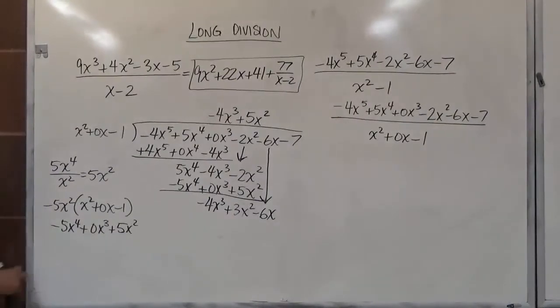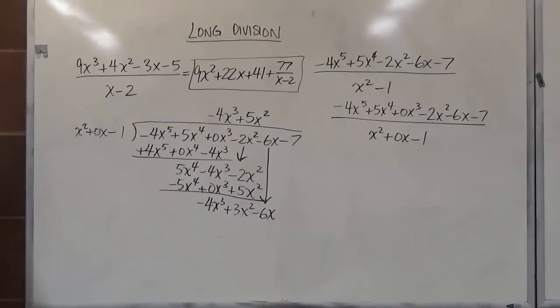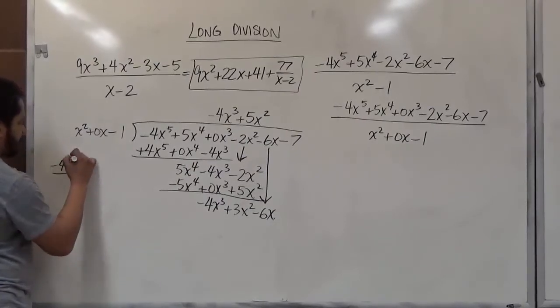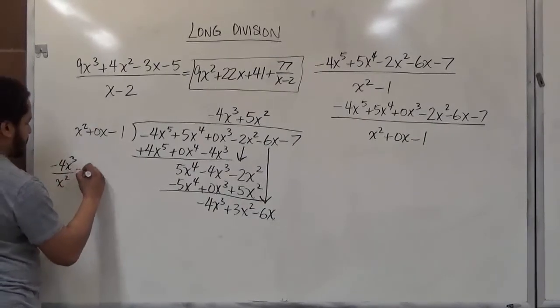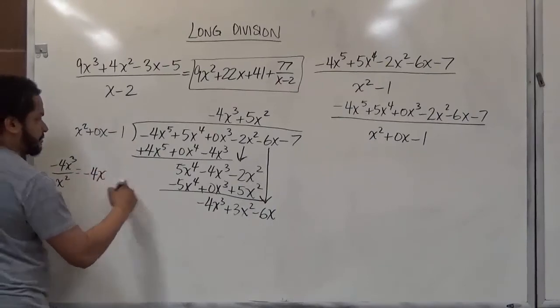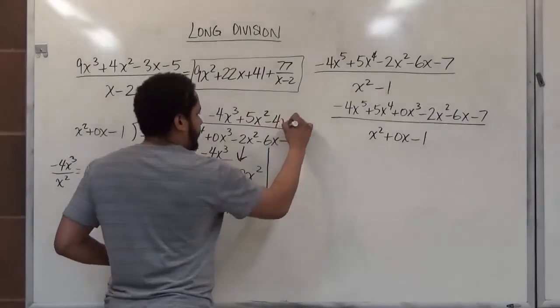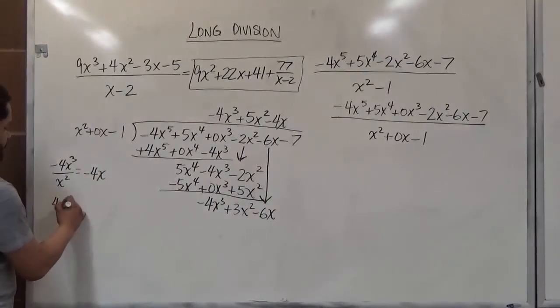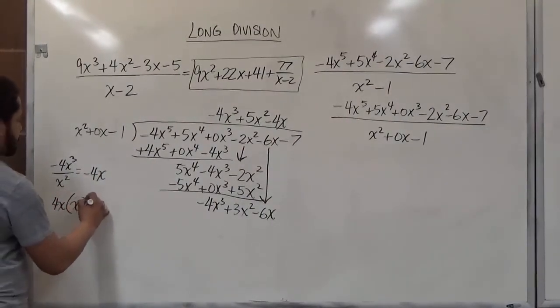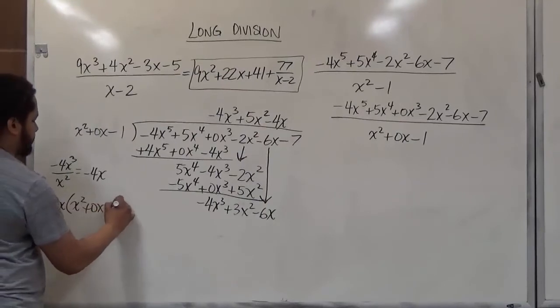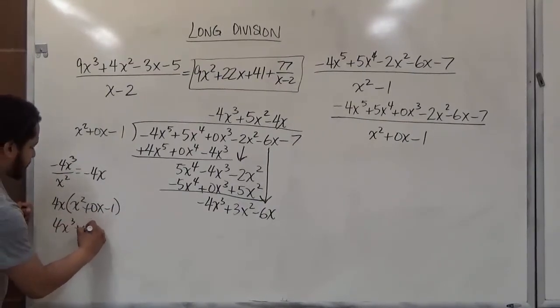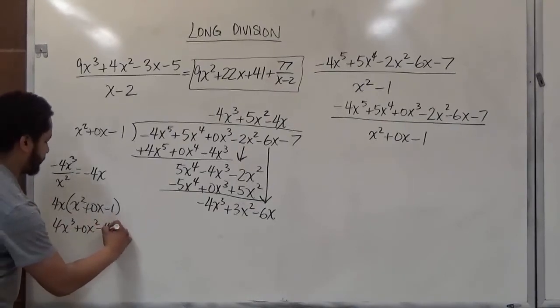The leading term now is negative 4x to the 3rd power. And here we go, negative 4x to the 3rd. We're going to divide this by x squared. This gives us negative 4x. We're going to place that up here. We're going to multiply the opposite of negative 4x, which becomes positive 4x when we subtract, with x squared plus 0x minus 1. Combine these: 4x cubed plus 0x squared minus 4x.